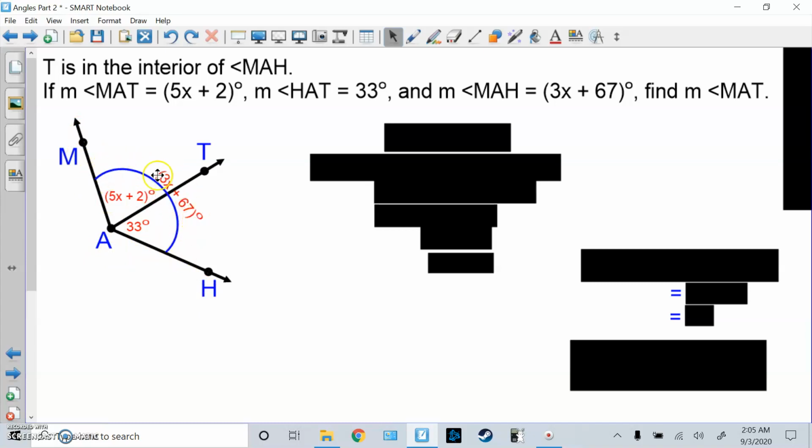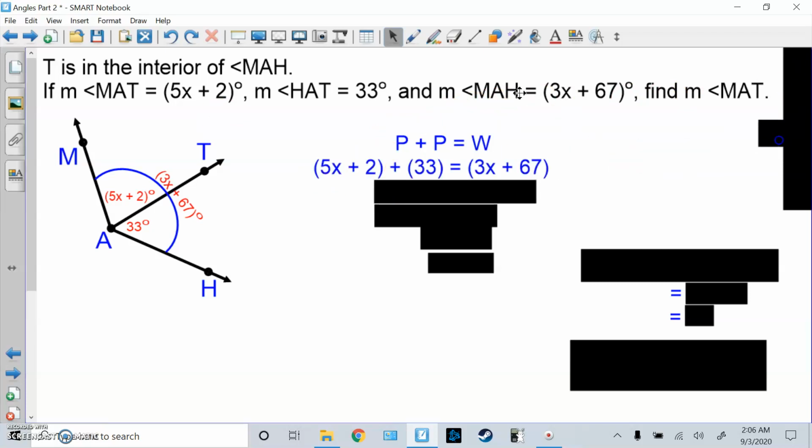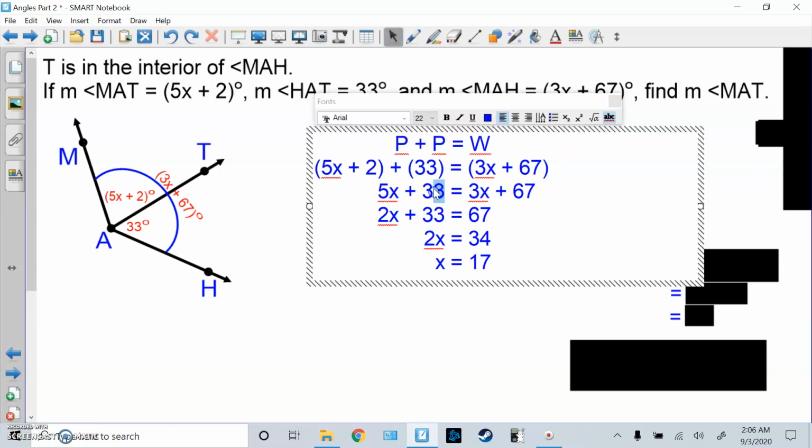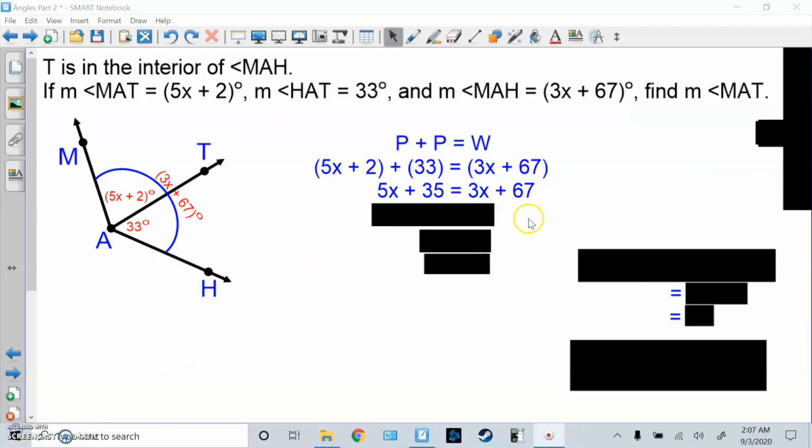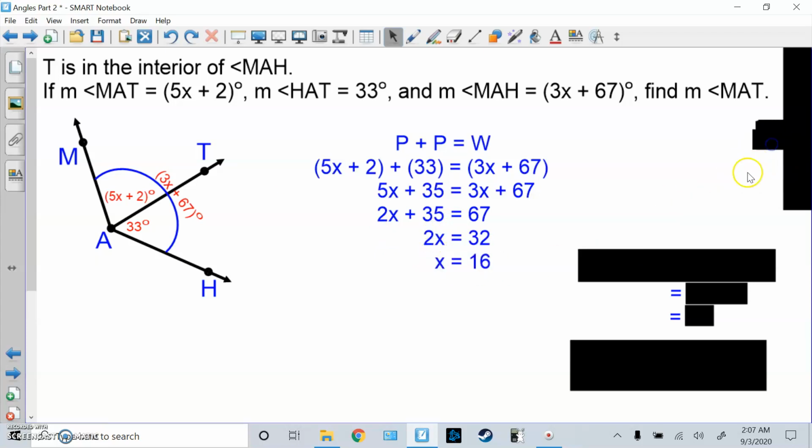is 3x plus 67. So we use angle addition, or I'm going to be lazy, so I'll say P plus P equals W. The first piece is 5x plus 2, the second piece is 33, and the whole thing is 3x plus 67. The parentheses don't matter here, so I just combine like terms. There's a mistake there. 35. Alright, then we get x on one side. I'm going to subtract 3x from both sides to get 2x plus 35 equals 67. Get x by itself by subtracting this 35 to get 2x equals 32. Then get rid of the 2 by division. x equals 16.